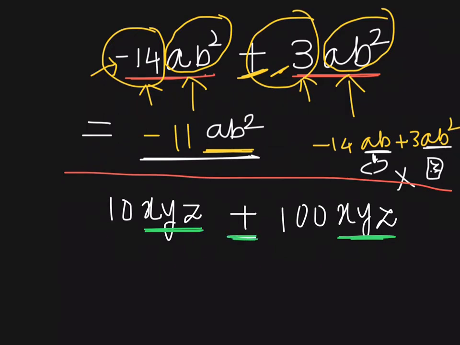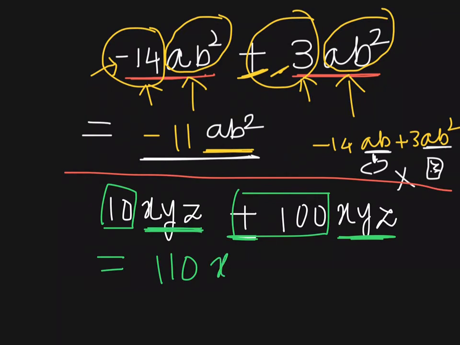So now what we have to do is we just have to add 10 plus 100, that is 110. And what is this 110 about? What are the items that you are adding? We are adding x, y and z. So 110 xyz.